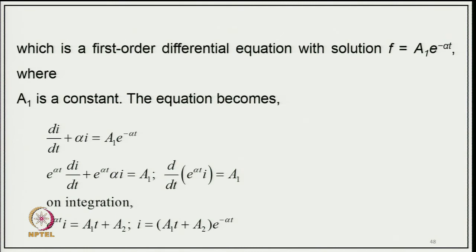Then we can multiply e to power alpha t on both the sides. So, e to power alpha t dI upon dt plus e to power alpha t alpha I equal to A1, where d upon dt of e to power alpha t I equals A1. On integration of this, e to power alpha t I equal to A1 t plus A2, and I will be equal to (A1 t plus A2) into e to power minus alpha t. So, that is the solution of it.